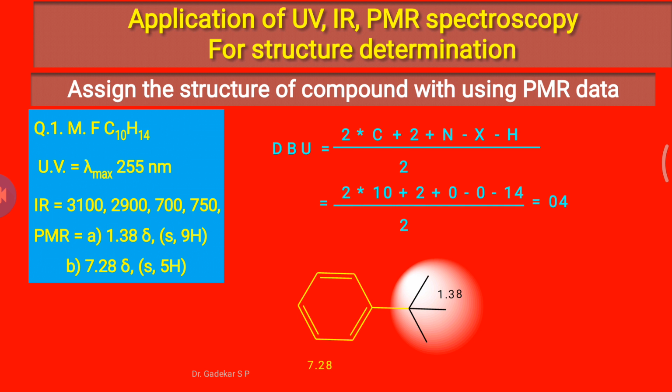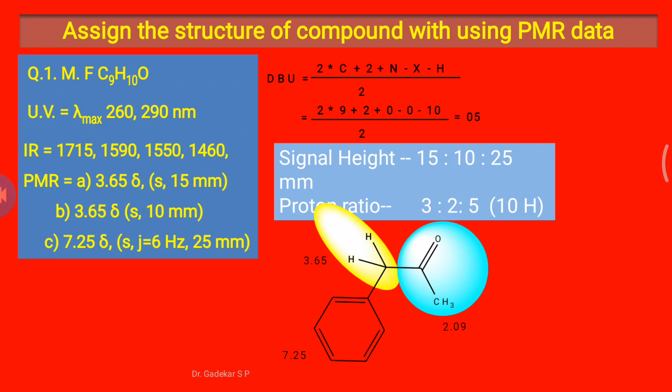So the observed structure may be like this: benzene attached to 3 substituted methyl groups. So tertiary butyl benzene is the confirmed structure. So this is the structure of the compound with the given information. So next example, assign the structure of compounds using PMR, UV and NMR data or PMR data.